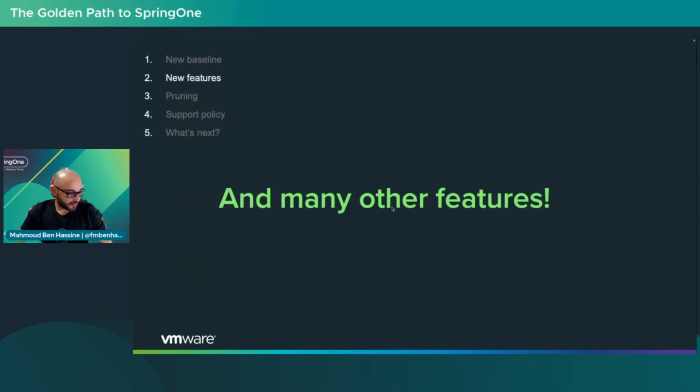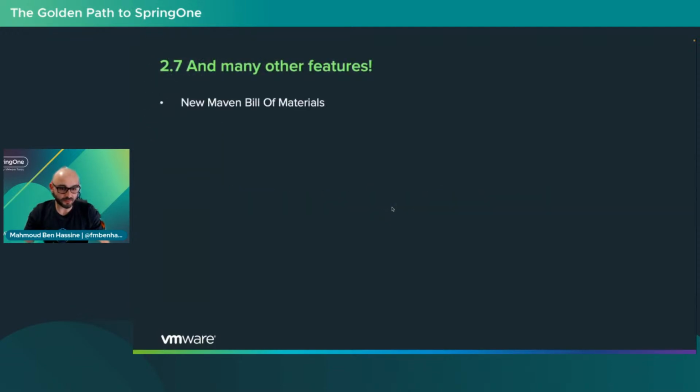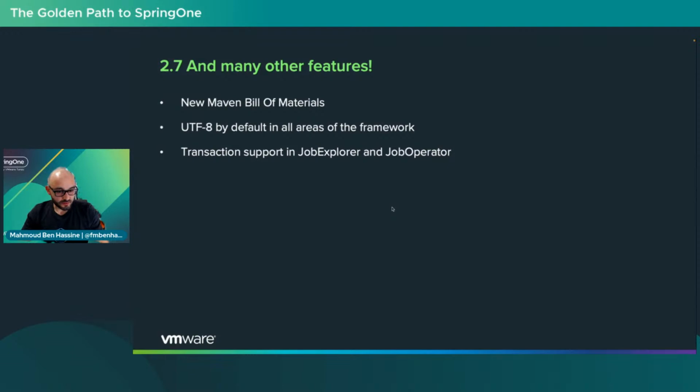So that's the GraalVM support improvement. As I said, it was the last major feature I wanted to present, but definitely not the least. We have a lot of other features, but I'm not going to talk about them today. Just a very quick overview. We added a Maven BOM, so you can import all Spring Batch modules in a consistent version. We now use UTF-8 by default in all areas of the framework. We added transaction support in the Job Explorer and Job Operator. We also added the registration of a job operator with enabled batch processing.